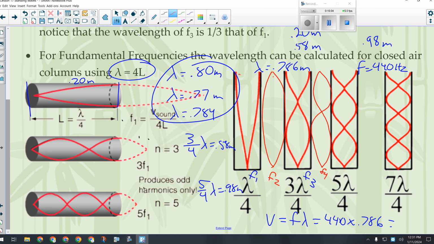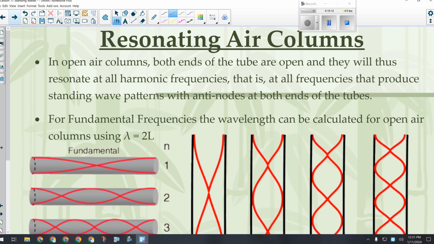So that's closed air columns. Now, I can't demonstrate with an open one because they just don't work very well. Open air columns, as their name would imply, are open at both ends. Since they're open at both ends, there's nothing at the ends for it to reflect off of, so it reflects off the inside of the tube, and we get this waveform as our fundamental wave.